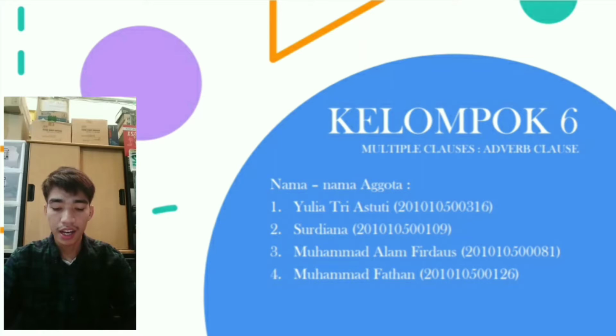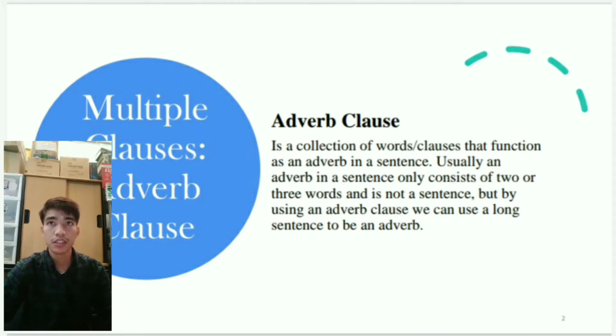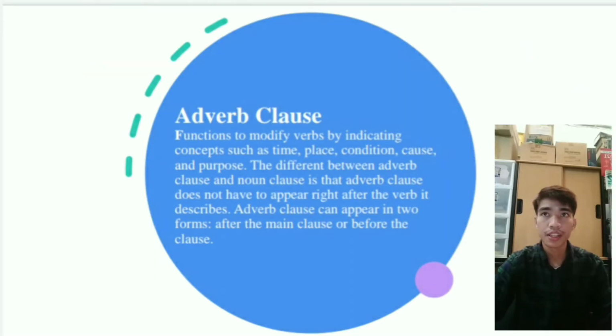Okay, now I will explain what an adverb clause is. An adverb clause is a collection of words that functions as an adverb in a sentence. Usually, an adverb in a sentence consists of only 2 or 3 words and is not a sentence. But by using an adverb clause, we can use a long sentence as an adverb. Adverb clauses function to modify verbs by indicating context such as time, place, condition, cause, and purpose.